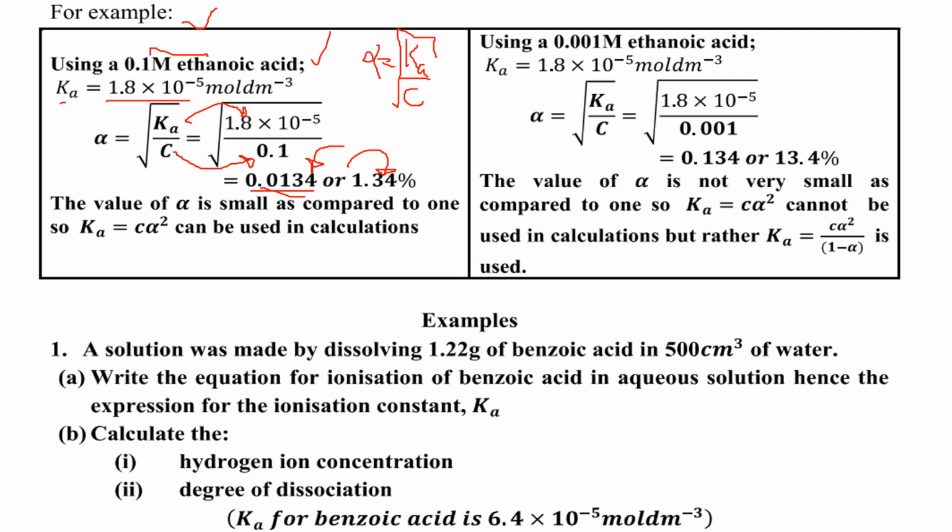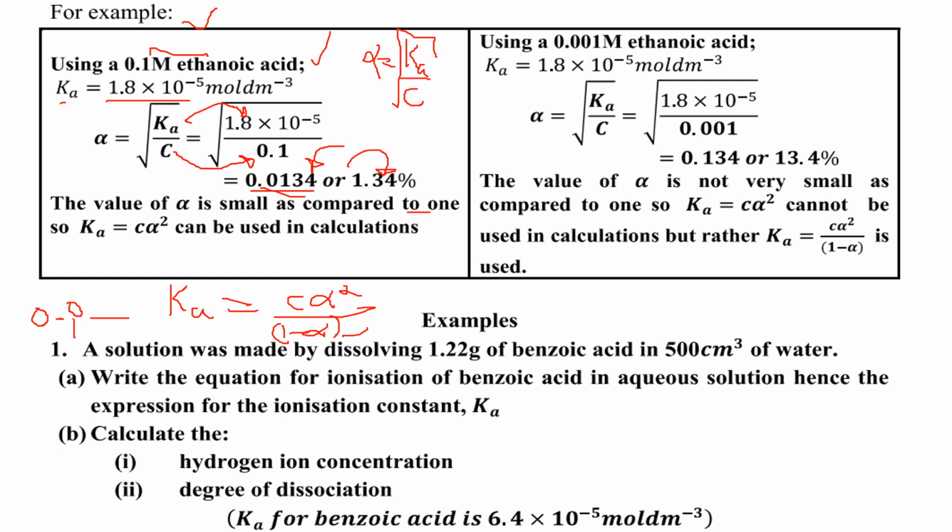Now here, the value of alpha is going to be very small as compared to 1. Remember the other expression that I told you. The general expression for calculating Ka is equal to C alpha squared divided by 1 minus alpha. But we say that when the degree of dissociation is very small, we approximate the denominator to 1. And that is only obtained when you're having a number like 0.0 something. If at all you have any number here like 0.1, 0.2, 0.3, 0.4, that approximation doesn't work. So it's advisable you go with the general formula.